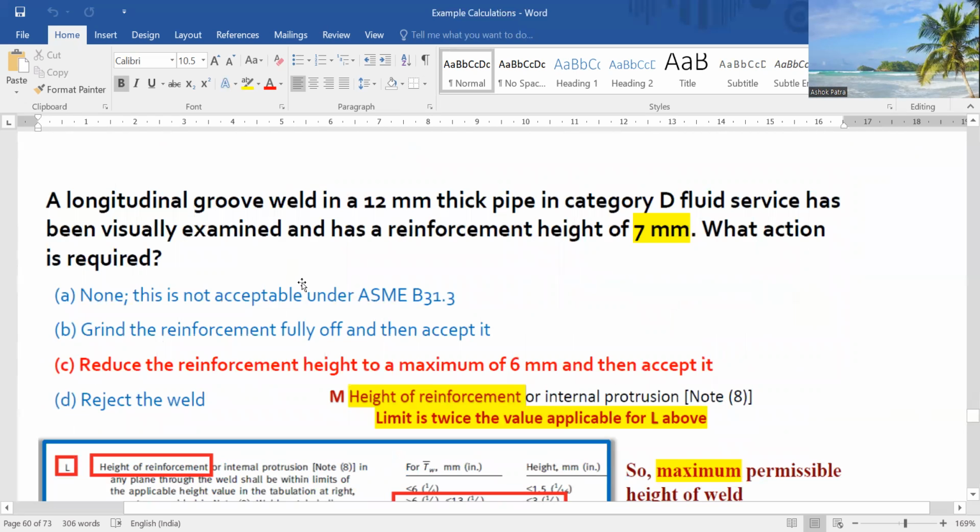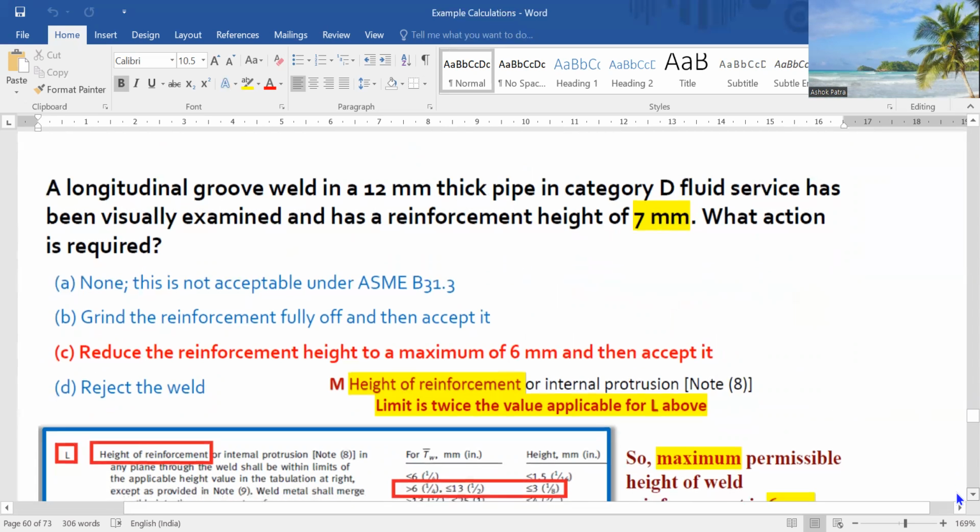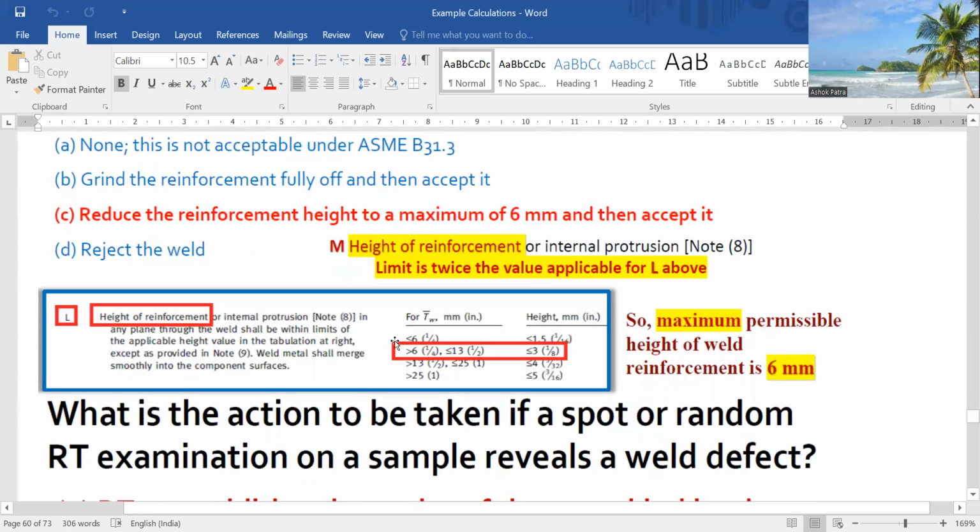A longitudinal groove weld in a 12 mm thick pipe in Category D fluid service has been visually examined and reinforcement height is 7 mm. What is the action required? Reduce the reinforcement height to a maximum of 6 mm and accept it. The limit is twice the value applicable for L above.